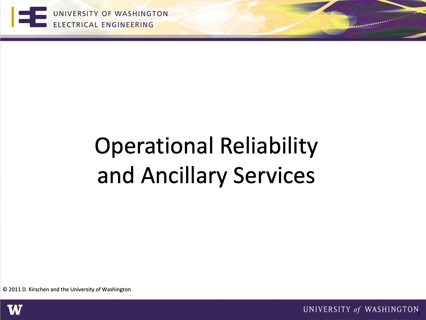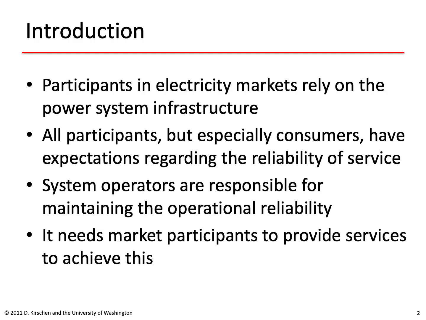In this section, we will explore how the system operator maintains the operational reliability of the system using ancillary services provided by market participants. All the participants in electricity markets rely on the power system infrastructure. And all of them, but especially consumers, have expectations regarding the reliability of service. Nobody wants to be left out in the dark. And maintaining this continuity of the service is a responsibility of the system operator. But to be able to do this, it needs the market participants, particularly the generators, to provide services.